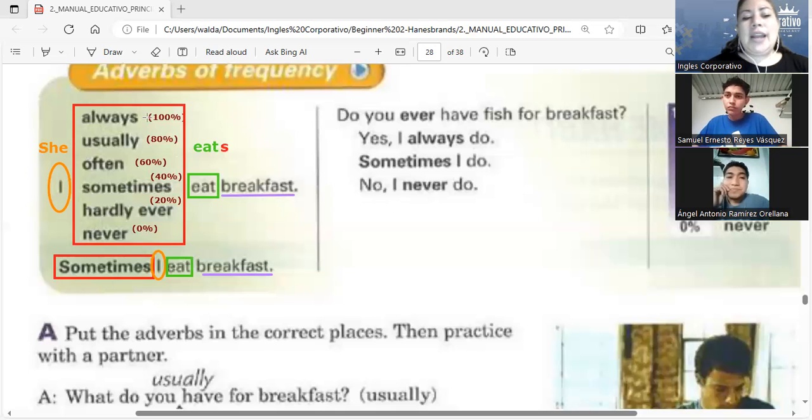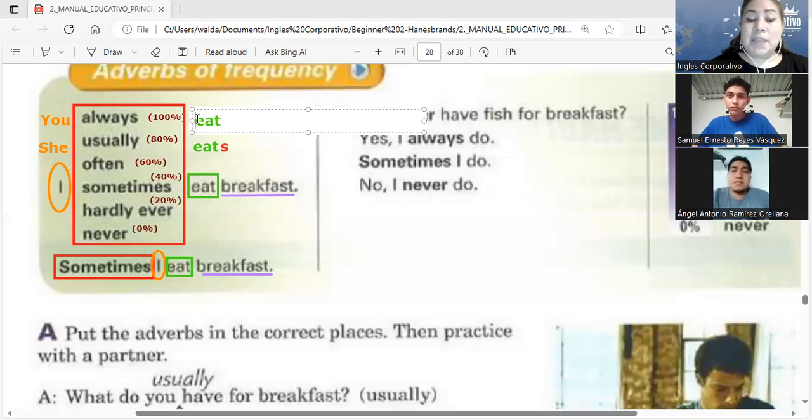Let's continue. All right. Now, that is for the sentences in affirmative. It's also possible to do negative, right? So, for example, if I wanted to do the negative, it would be like this. For example, you, and then we have eat, right? But because it's negative, we can say don't eat. My mistake.